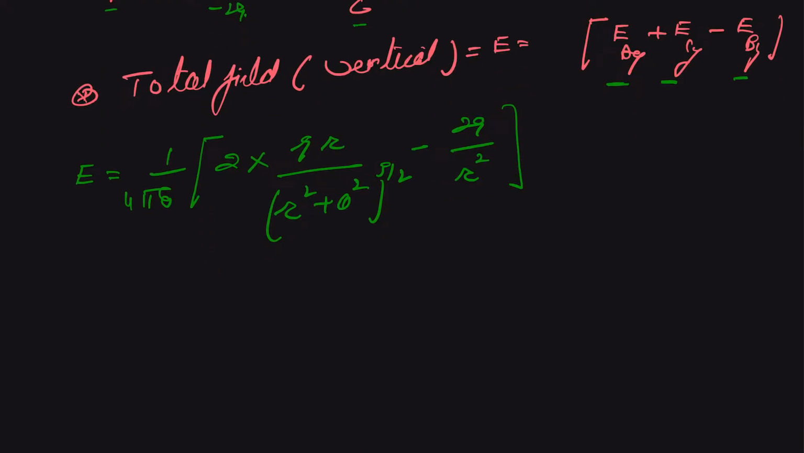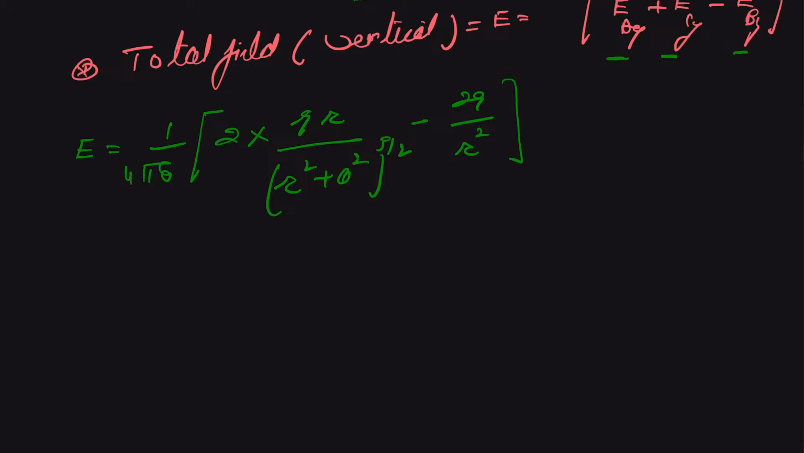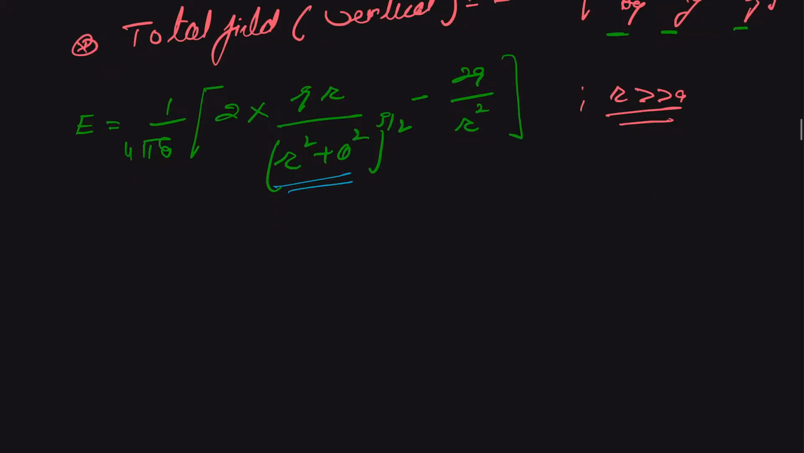Now once again, because the value of R is very much greater than A, we are going to simplify this equation, that is R upon R square plus A square to the power 3 by 2. Sometimes its solution, this expansion, is also called a far field expansion.